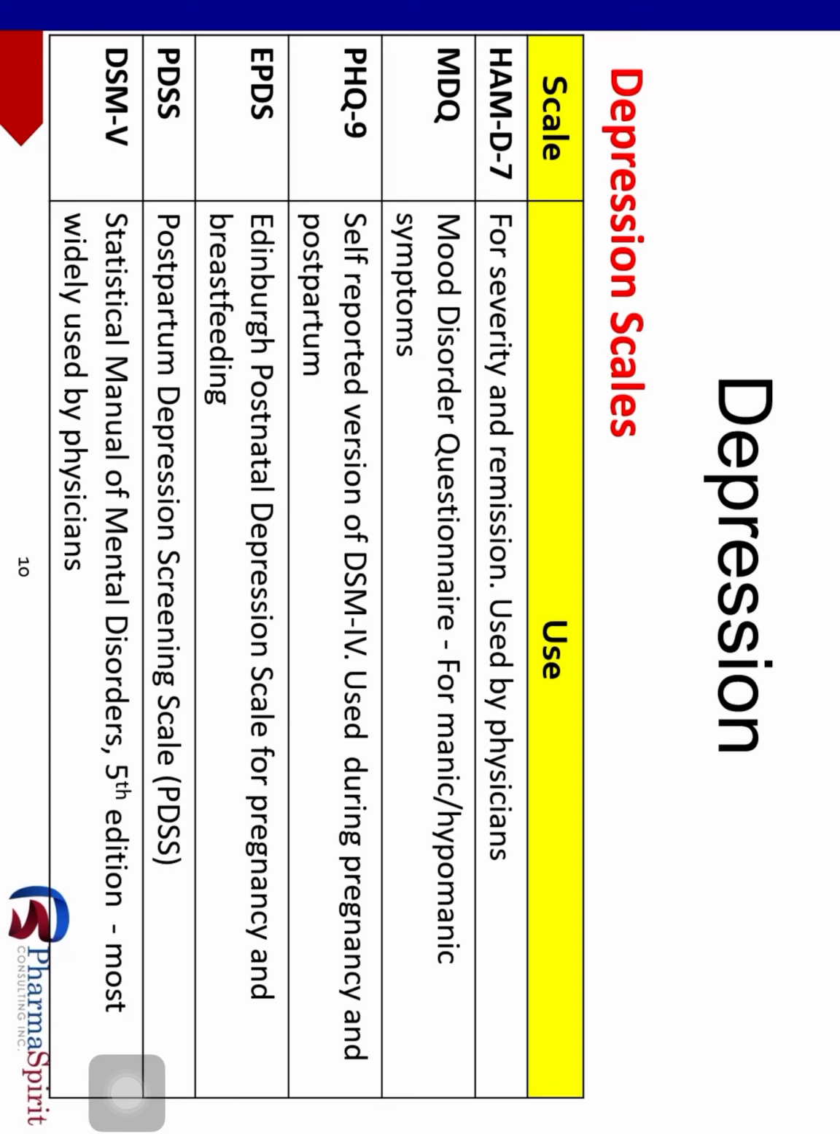The Edinburgh Postnatal Depression Score is used for depression during pregnancy and postpartum. Other tools that can be used for assessment of depression during pregnancy and postpartum include the postpartum depression screening scale. And of course, the PHQ-9 can also be used in pregnancy. So please just keep in mind, these 3 tools are used during pregnancy. And here we have the PDSS, used for postpartum depression.